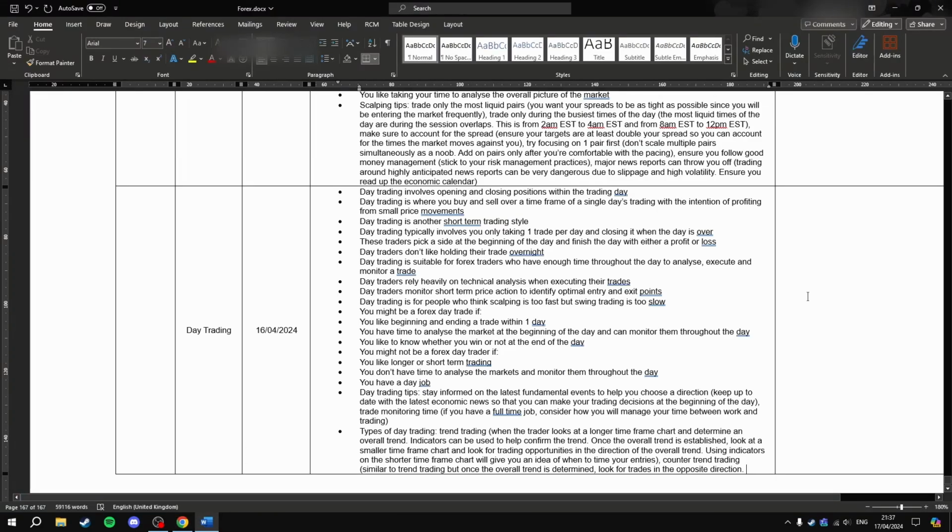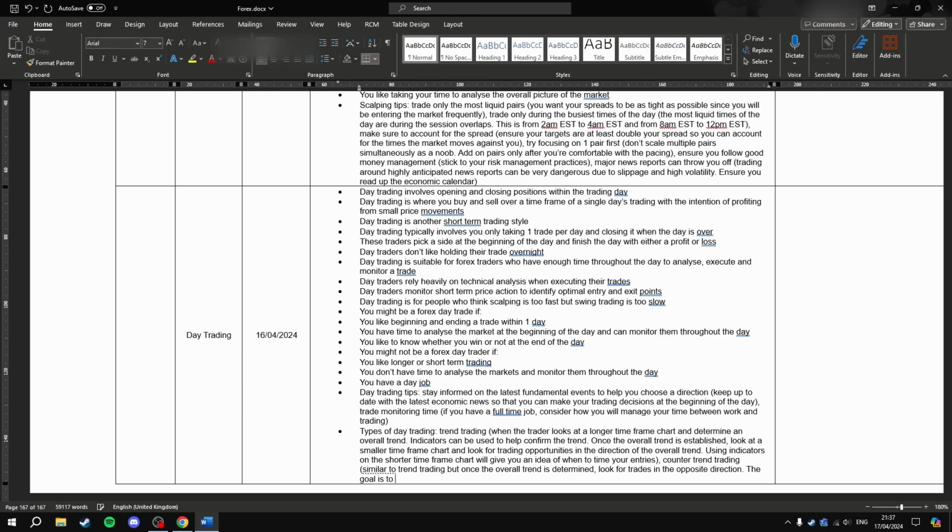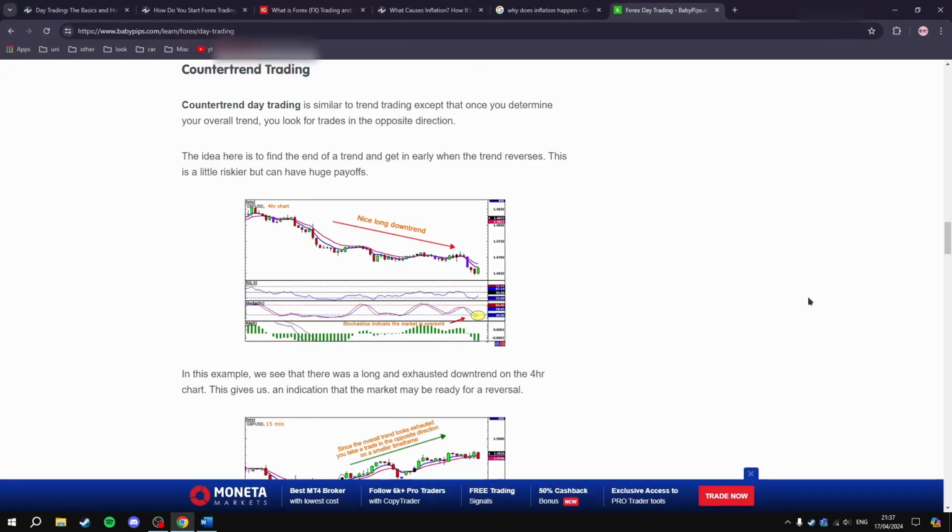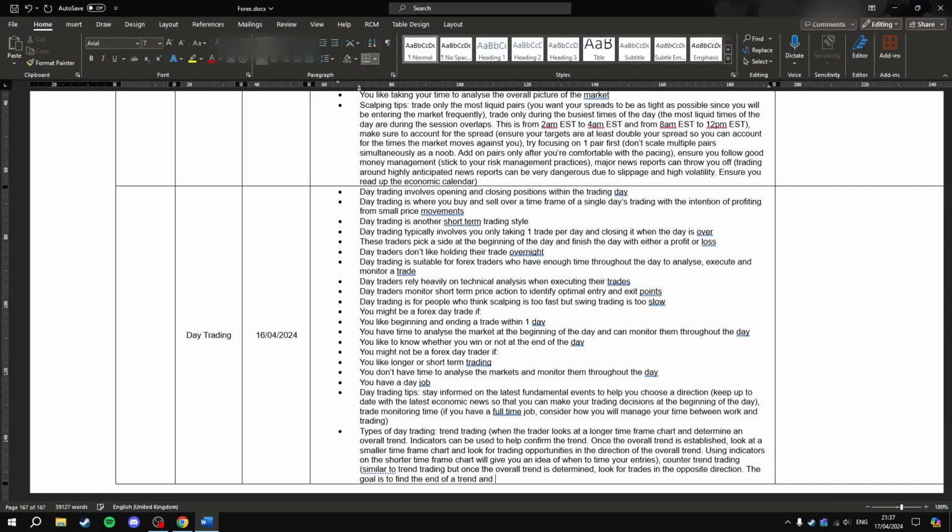So the goal is to find the end of a trend and get in early when the trend reverses.